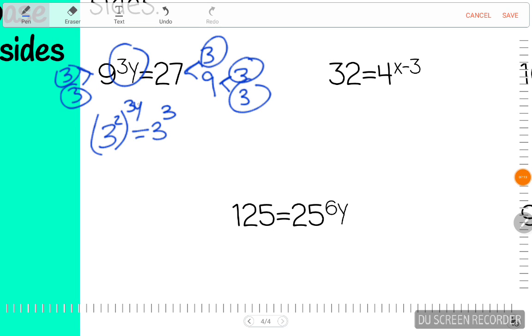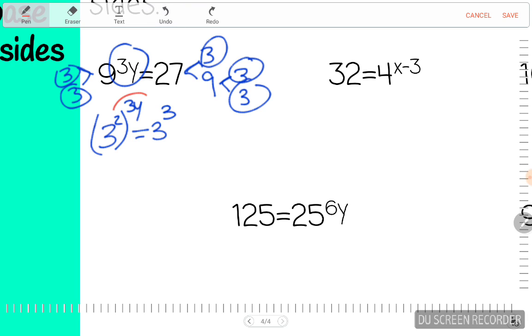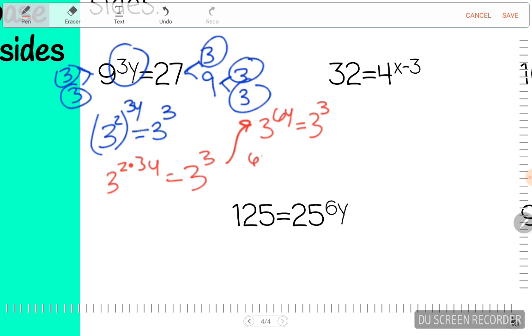So realize here, now we've created a power to a power. So make sure that you multiply these. So this is going to be 3 to the 2 times 3y equals 3 to the 3rd. 2 times 3y is going to go to 6y, which means that 6y must equal 3. So y equals 1/2. I'm a little out of space, so I'm going to rewrite that.